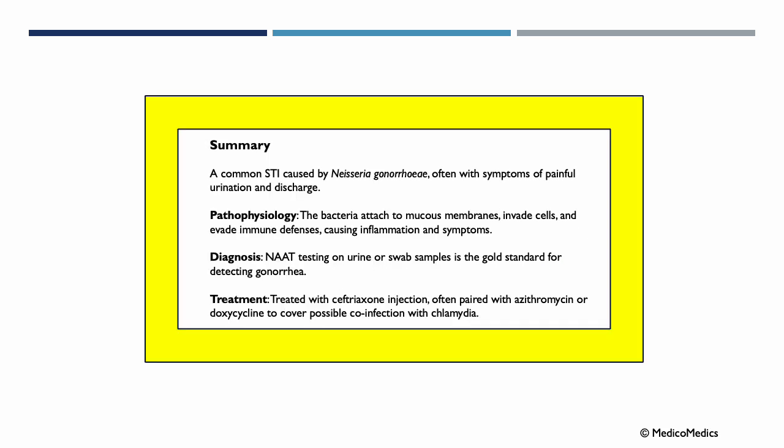So in summary then, gonorrhea is a common STI caused by the bacterium Neisseria gonorrhoeae. Often presents with symptoms of painful urination and discharge. The bacteria, gonorrhea, attaches to mucous membranes. It invades our cells and evades our immune defenses, leading to inflammation and symptoms. We diagnose it with NAT testing, which we do on urine or swab samples, which is the gold standard for detecting gonorrhea. We treat it with ceftriaxone injection. Often we pair it with azithromycin or doxycycline to cover possible co-infection with chlamydia.